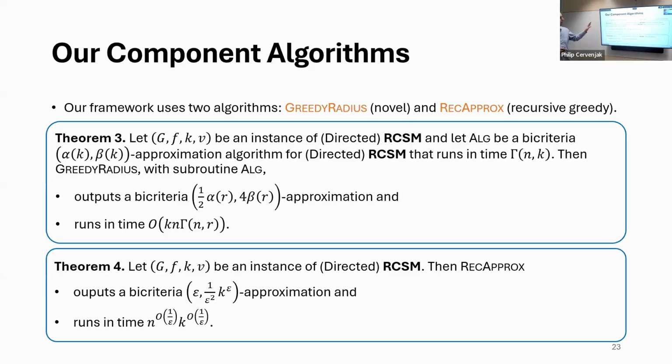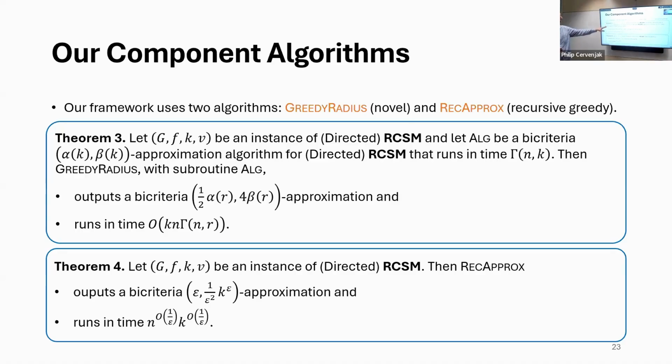So in theorem 3, this states the guarantees of greedy radius, and we state them as applying to the rooted problem, and then later I'll show how to get the solution for the unrooted problem.